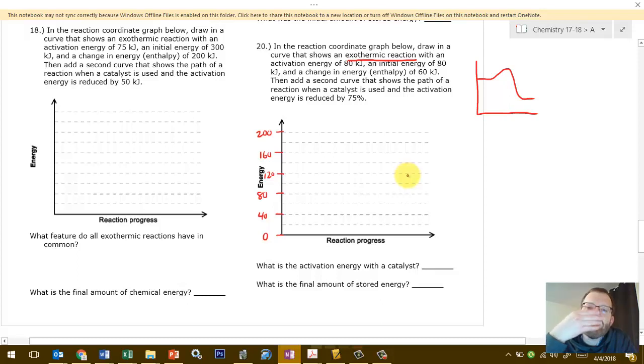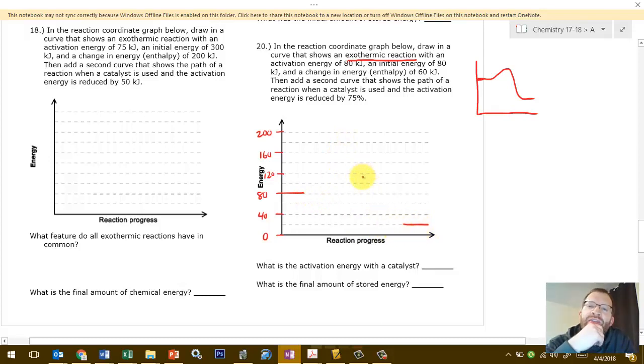And the activation energy is 80. The initial energy is also 80 kilojoules, and the change in energy is 60. So let's take those one at a time. The initial energy is 80. That means I'm going to start here at 80. It says there's a change in energy of 60. Now, change in which direction? We know it's exothermic, so I need to start higher and go lower by 60. So I'm starting at 80. I'm going to end at just 20. Pretty low here at the end.